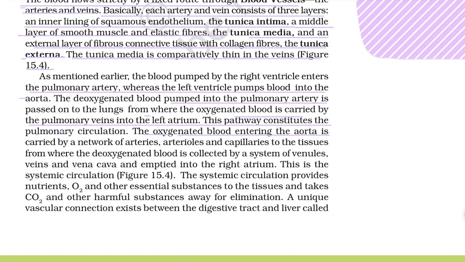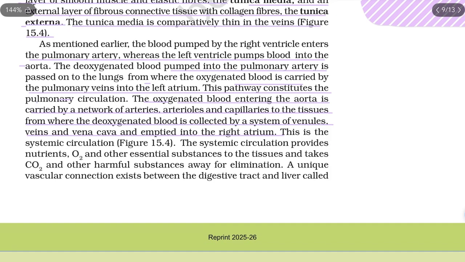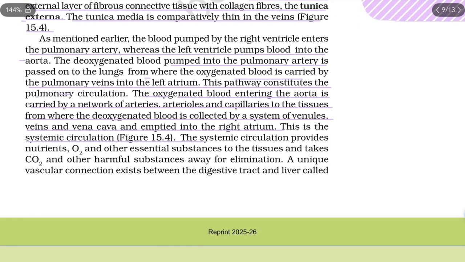The oxygenated blood entering the aorta is carried by a network of arteries, arterioles and capillaries to the tissues, from where the deoxygenated blood is collected by a system of veins, and vena cava, and emptied into the right atrium. This is the systemic circulation.